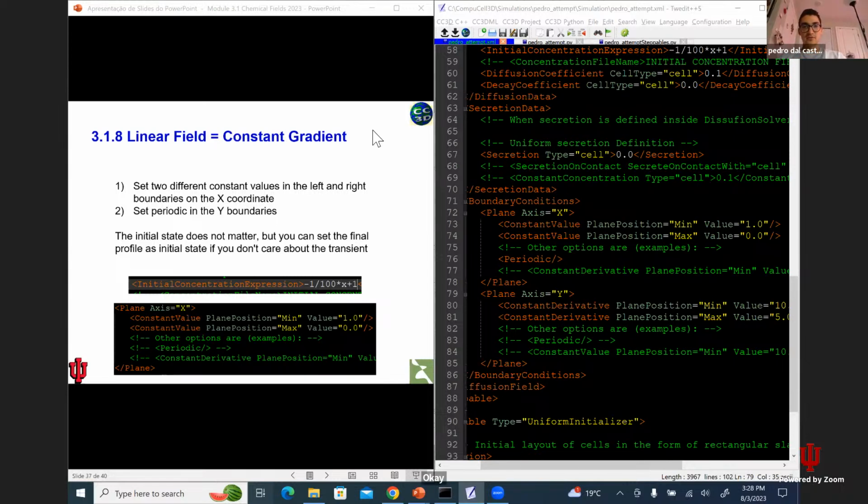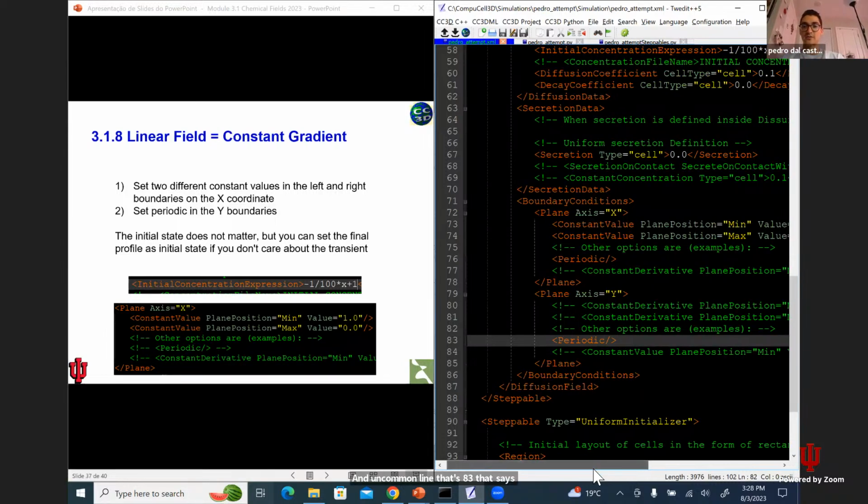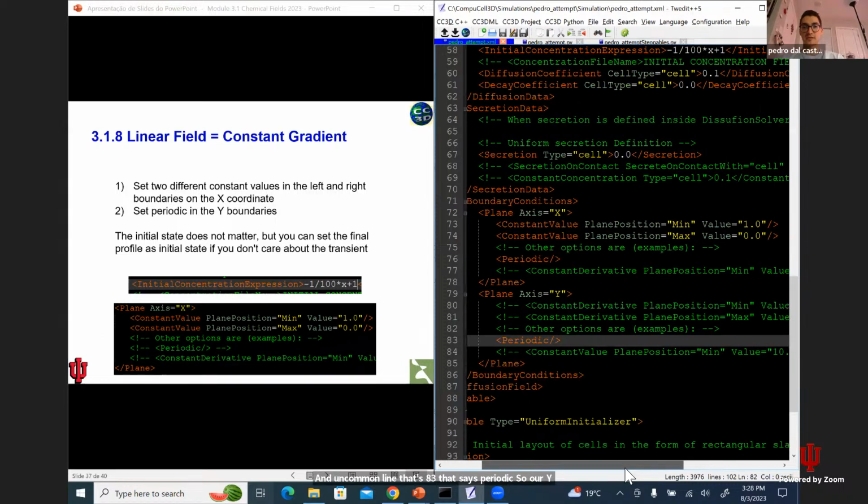And set your Y boundary conditions to periodic. So comment out lines 80 and 81 and uncomment line 83 that says periodic. So our Y coordinate must be periodic, okay?